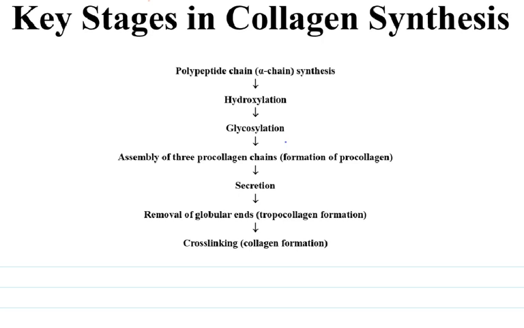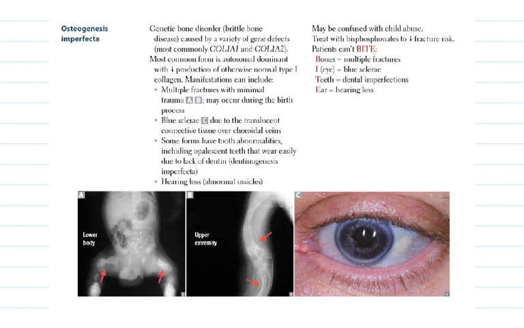So now let's look at some of the common diseases that arise due to defective collagen synthesis. And the first one I want to take a look at is osteogenesis imperfecta. Osteogenesis imperfecta is an autosomal dominant disorder in the collagen 1A1 and 1A2 genes. And what happens is we get defective production of type 1 collagen. And if you remember from the different 4 types of collagen slide, type 1 collagen is responsible for bone formation.